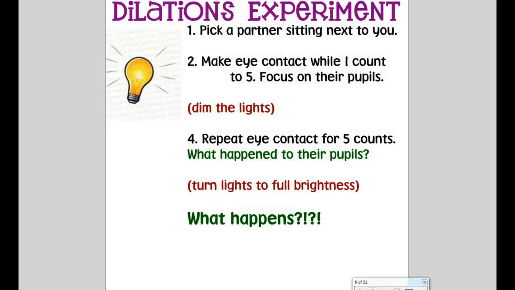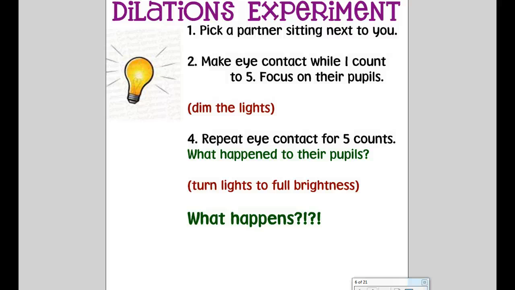Okay, so you're going to make eye contact while I count to 5, and you're going to look at their pupils. And then I'm going to turn the lights out, and then I'm going to turn the lights back on, and you stare at their eyes, and you see what happens to their pupil, and it should dilate. Okay, so I did this in elementary. I know it's awkward, but do it. Stare at their eyes. Ready?